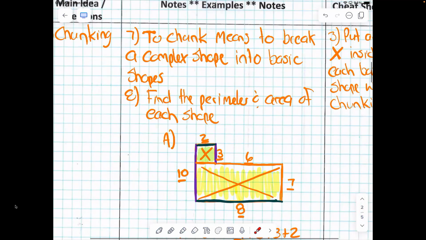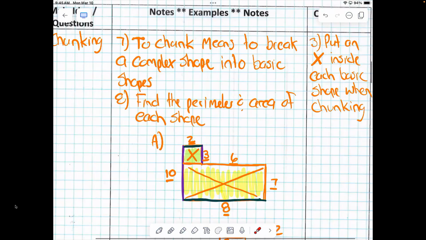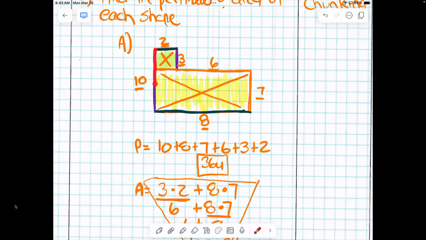All right, so to chunk, we just kind of talked about this at the beginning of our note. To chunk means to break a complex shape into basic shapes. So when you look at letter A here, I'm just going to outline what you were given to start with. Is that a basic shape or a complex shape? Complex shape. So what we did is we broke it into 2 smaller basic shapes, right?